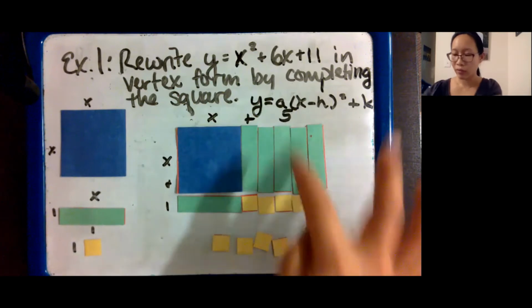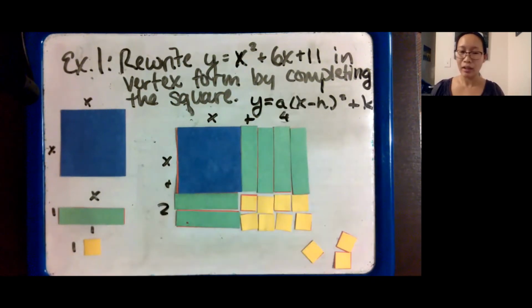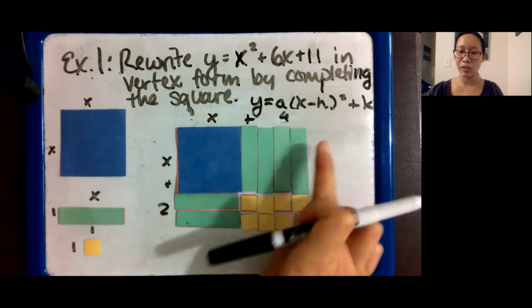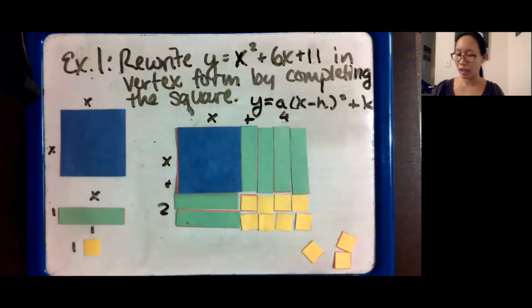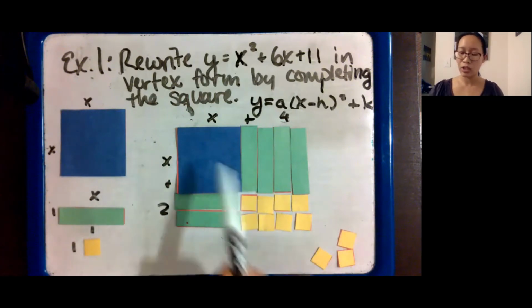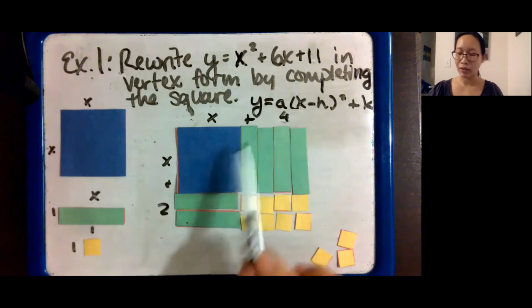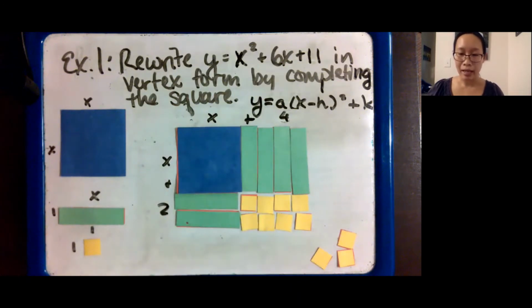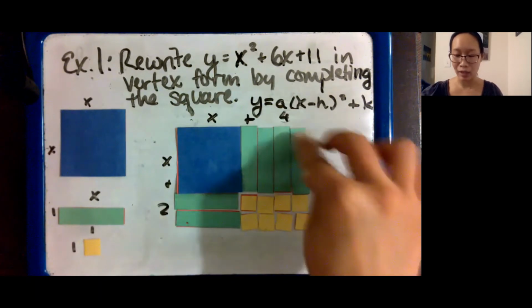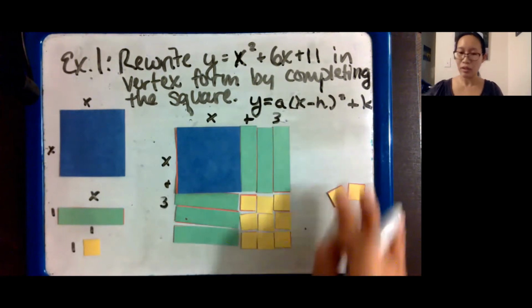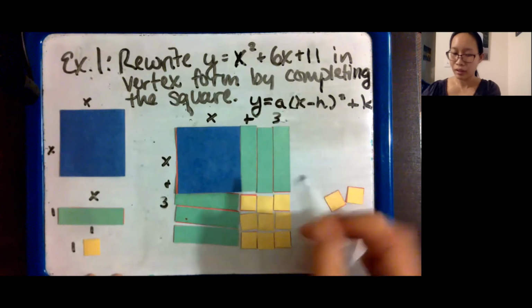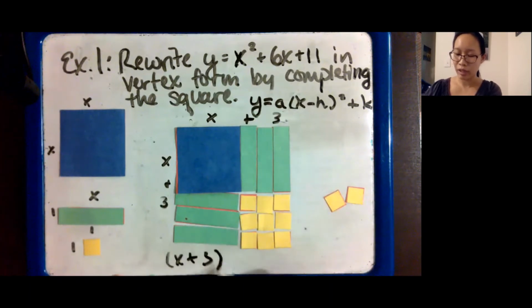Well, what if I tried 4? If I have 4 on the top, then I have x plus 4 and then x plus 2, and then I have 3 loose ones, which is still not a square because I have 2 different side lengths. But I realize I can get them both to have the same side length if I have x plus 3. So now I have (x plus 3) squared plus 2.